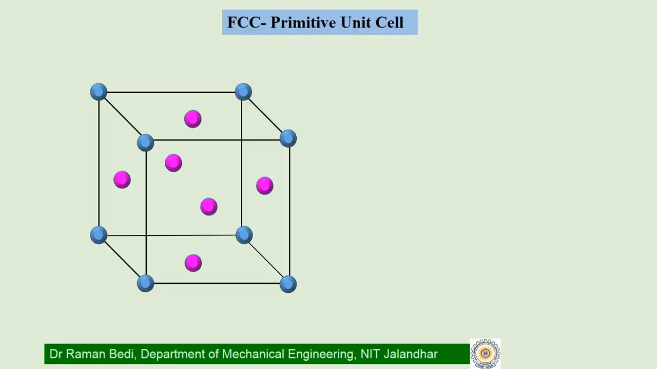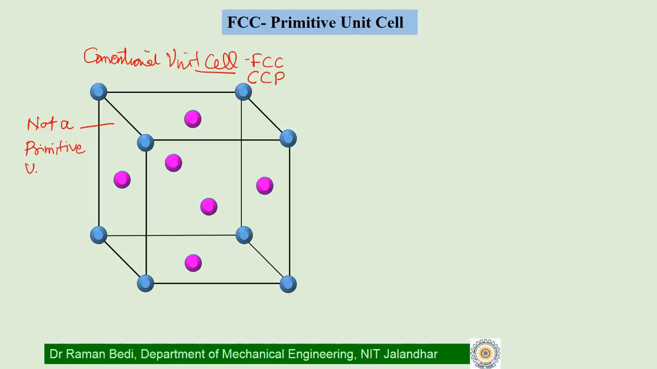We have talked about the FCC crystal structure. We have seen that this is what we call the conventional unit cell for FCC or CCP, also known as the cubic close packed structure. This is the conventional unit cell, but a look at this also tells me that this unit cell is not a primitive unit cell.